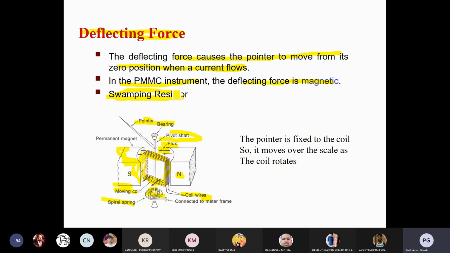It is used for multi-range application, or you can say like that, if high resistances are there. Okay, so those are the cases where you are going to use it.